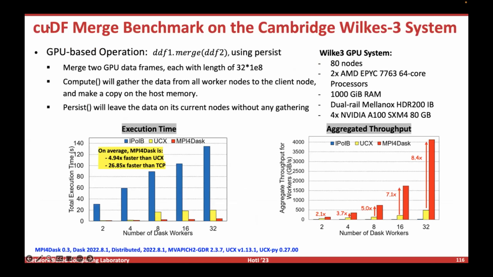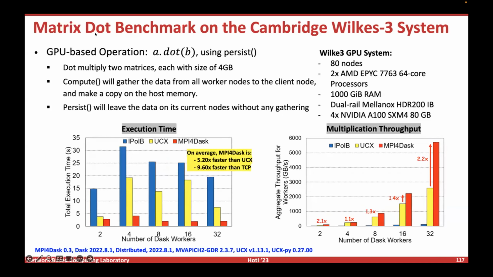So here are some of the performance numbers. This is on the Cambridge Wilkes 3 system. This is a fairly new system with A100 GPUs, HDR 200. It has 80 nodes. On the left-hand side, we have the cuDF merge benchmark. And on the x-axis, we have 2 Dask workers, 4 Dask workers, up to 32 Dask workers, and each Dask worker is running on 1 A100 GPU. If we compare the performance of our MPI solution with UCX or IP over IB, which is basically TCP, we see that we are 5x faster than UCX and almost 27x faster than TCP.